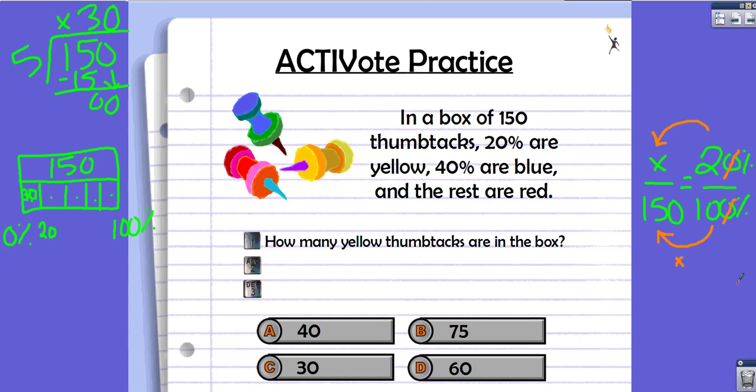If you said times 15, you are completely correct. 10 times 15 gives me 150. So I'm going to do that same thing over here. I'm going to do 2 times 15. Go ahead and multiply that. Let's see what that gives you. And that answer should have been 30. So both of these ways should give you the same exact answer of 30, either when you use a bar model or when you use a proportion.